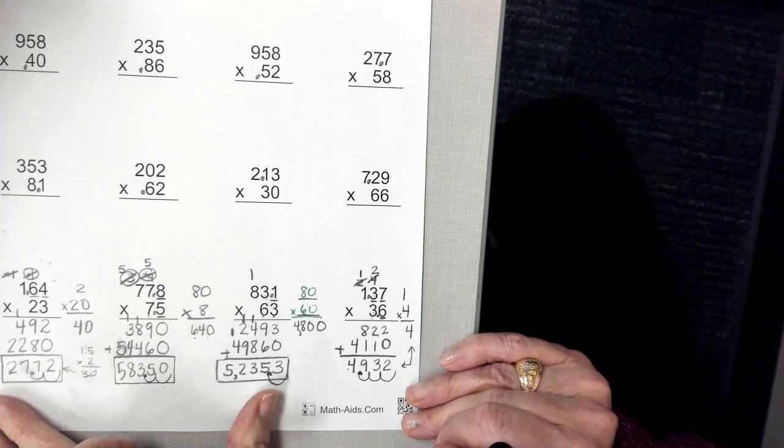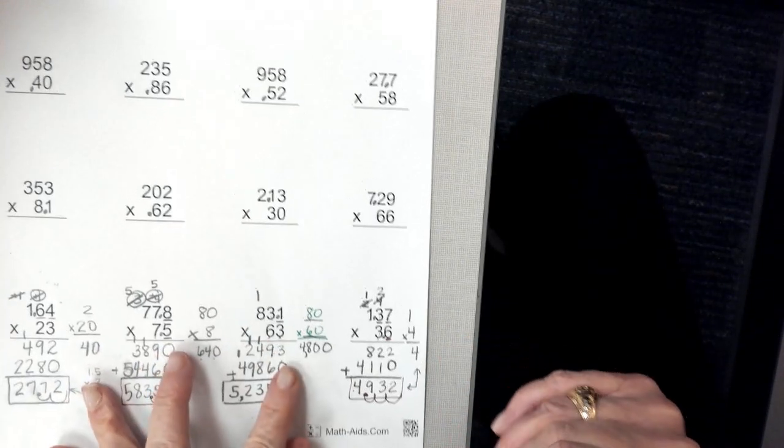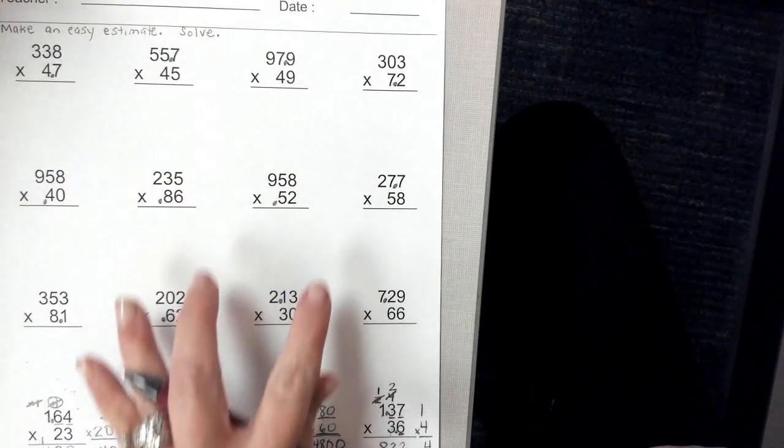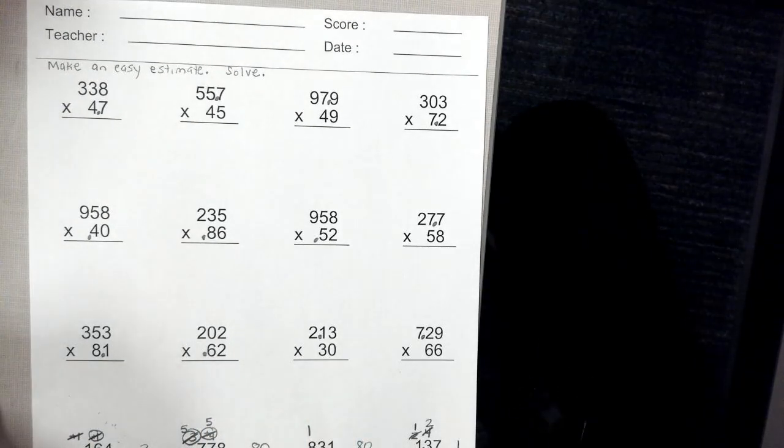Now what you need to do is you need to go back to the top and you need to do the same thing for every problem. This will give you 4, 8, 12 to do independently, and these will be graded for a daily grade. Do your best and make sure you write neatly.